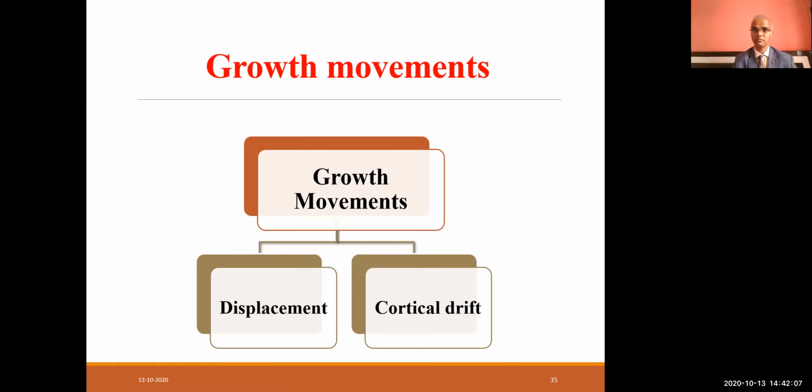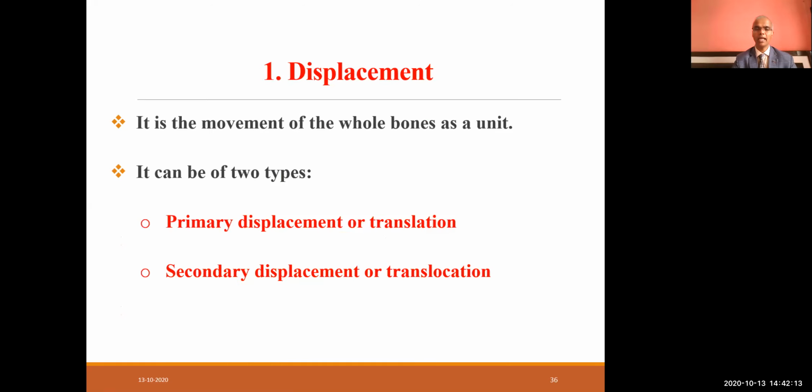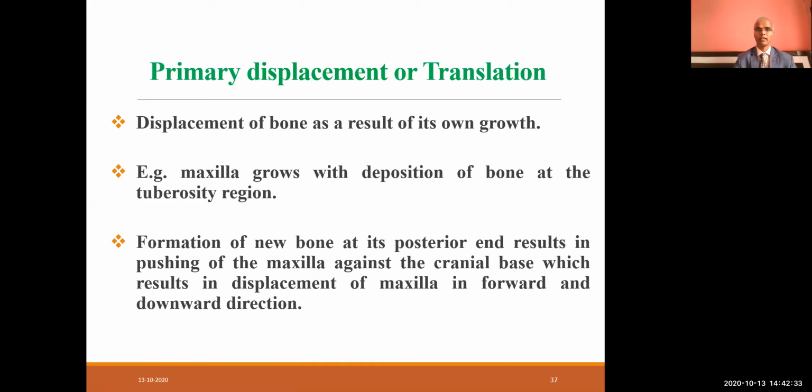Growth movements. Growth movements are of two types: displacement and cortical drift. Displacement means movement of the whole bone as a unit, and it can be of two types. Primary displacement, also called translation, and secondary displacement, also called translocation. Displacement of a bone as a result of its own growth is called primary displacement or translation. It is an active process.